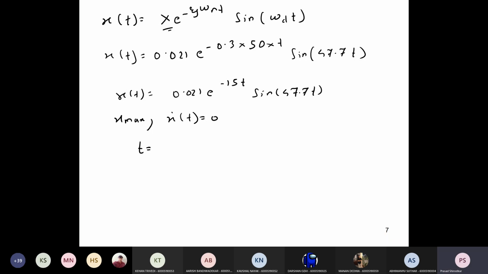Who was the person who answered the question just now? Manan, Tap ID 59. 39. 59. Huh? 59. 59. You can enter the value in the chat box also if you want.